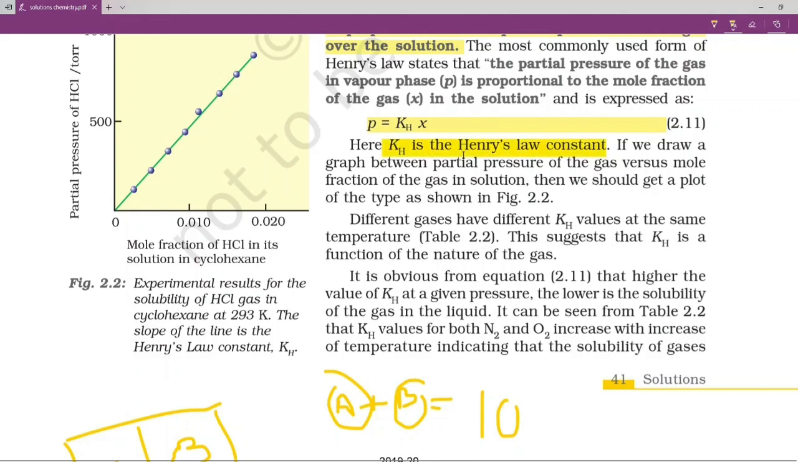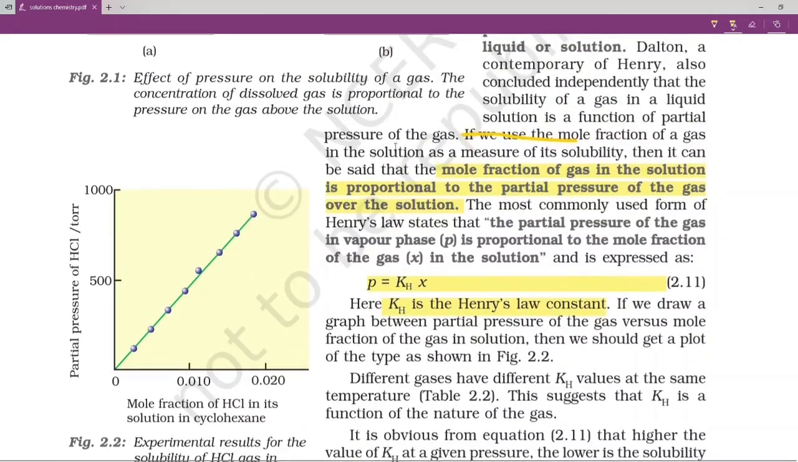And if we draw a graph between partial pressure and the mole fraction, this graph is very important, please keep this in mind. So here you can see that as the mole fraction is increasing, in a similar way the partial pressure of HCl is also increasing. Here the partial pressure is expressed in terms of torr. Torr is a unit taken from the name of the very famous scientist Torricelli.